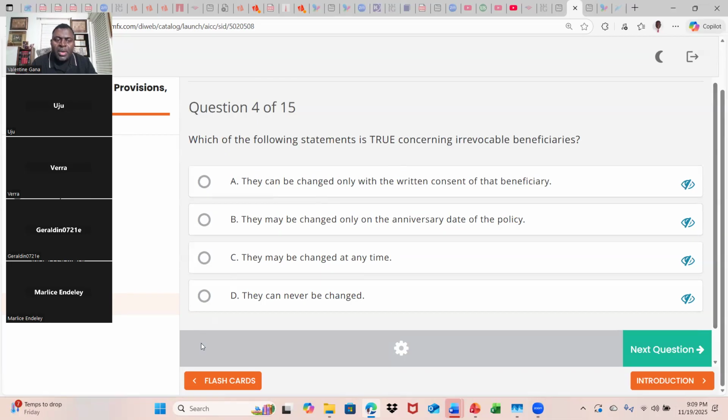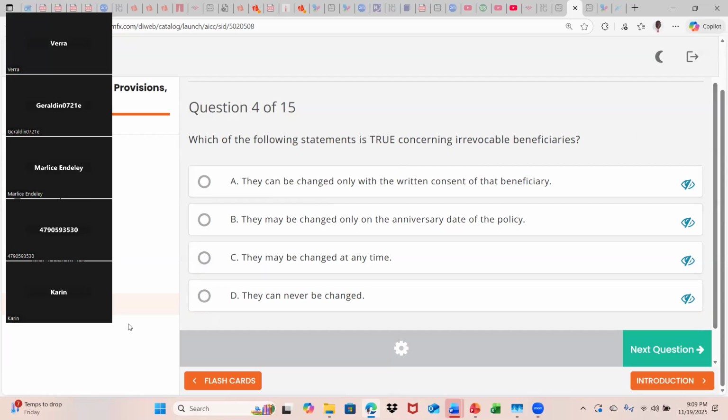Question 4 here. Somebody joined with the number 479-059-3530. Who is that blessed person who joined with that number? Or with that screen name, 479-059-3530. Can that person identify themselves? I did not get their name. What's your name? Good evening, sir. It's Adeline. All right, Adeline. I'm sorry I'm late. That's okay. Nice to know that you're the one who joined.